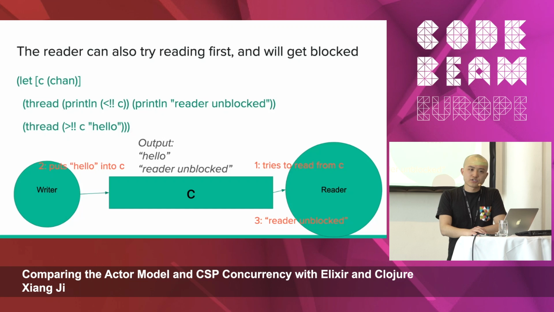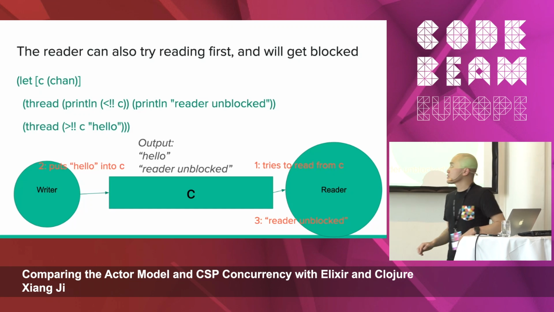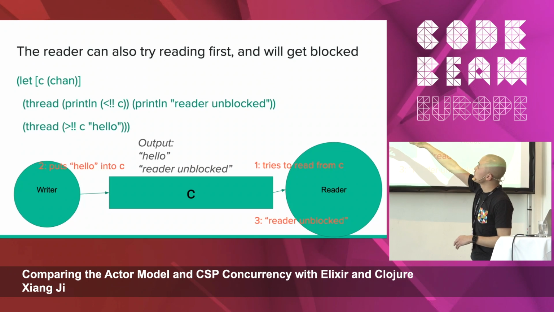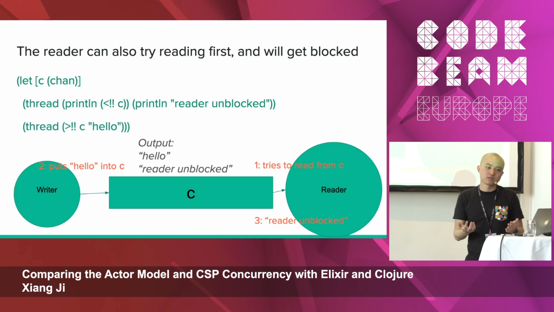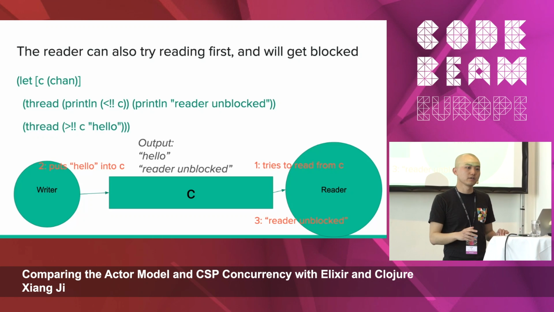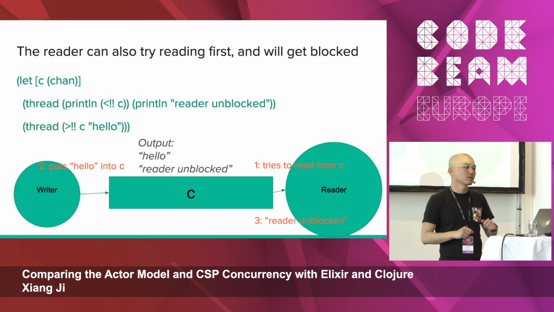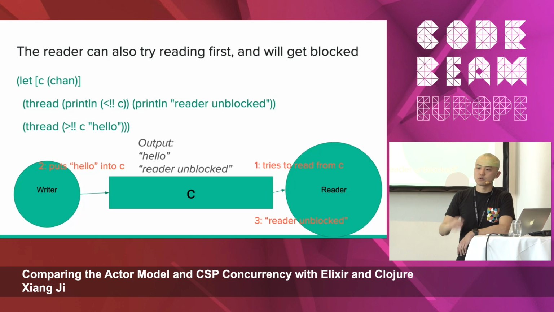And this can also be the other way around. So it doesn't have to be the writer that's blocked. You can also say, if I spawn the reader first and it tries to read on the channel, it will also be blocked because there's nothing on the channel. It's also waiting for a counterpart to appear to put something into the channel. So the synchronous goes both ways.